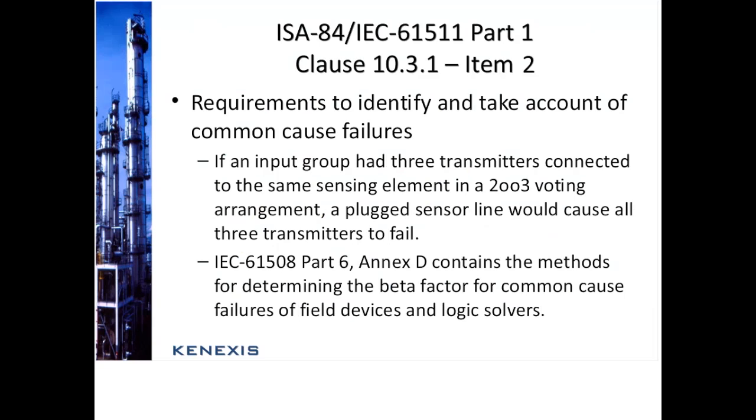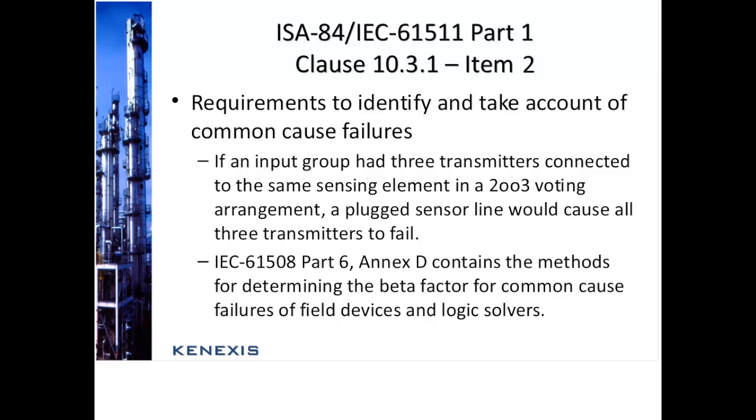So let's look at item 2. It's the requirement to identify and take account of common cause failures. So if an input group has 3 transmitters connected to the same sensing element in a 2 out of 3 voting arrangement, a plugged sensor line would cause all 3 transmitters to fail. So in this scenario, we can go to IEC 61508 Part 6, Annex D, and it contains the methods for determining the beta factor for common cause failures of field devices and logic solvers.